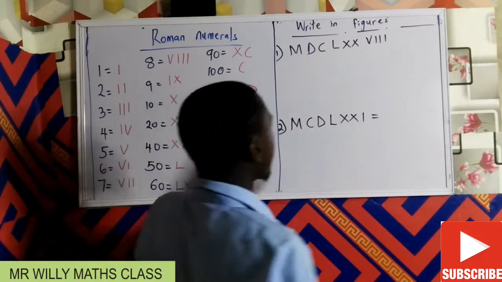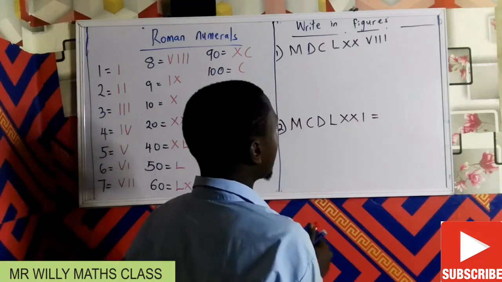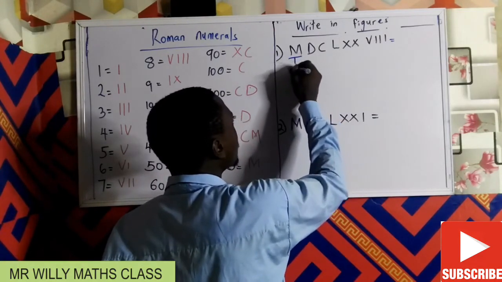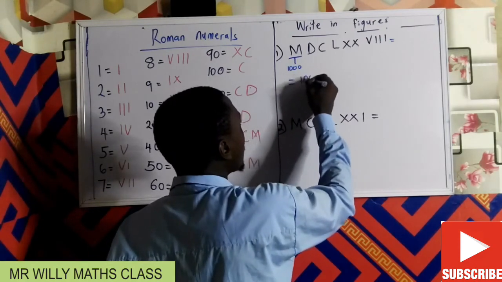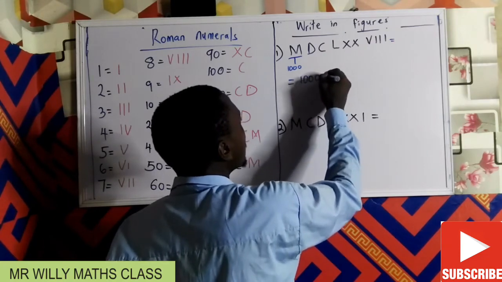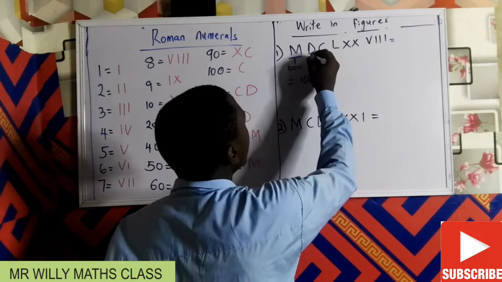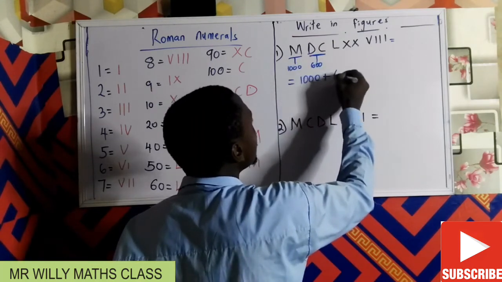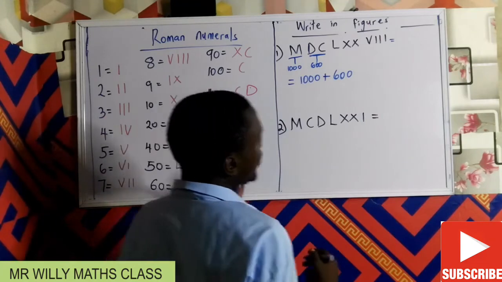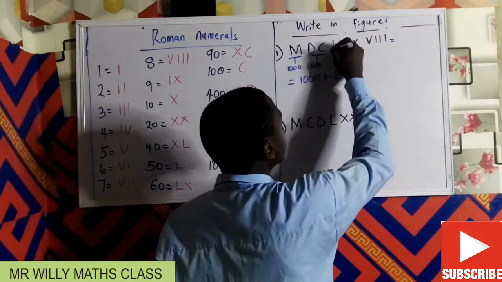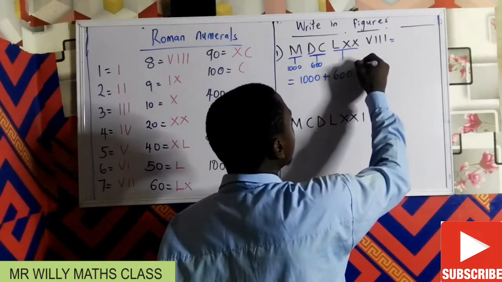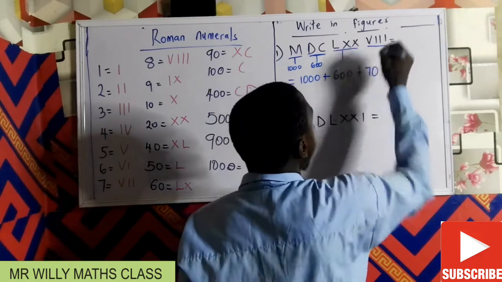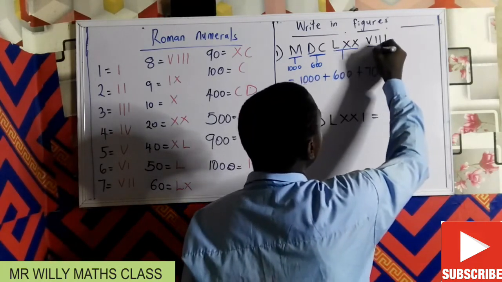You start your workings from the left hand side. This is my M. What does M represent? M is 1000. Then DC is 600. You can see that we're moving from the left towards the right. The next one is LXX, that's 70. And VI is 6.